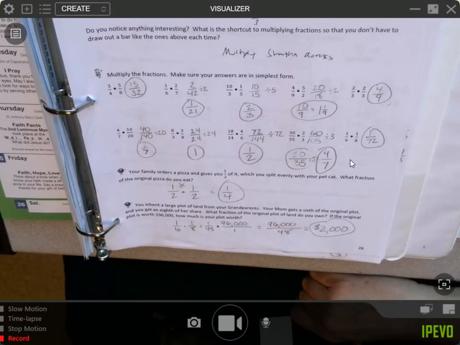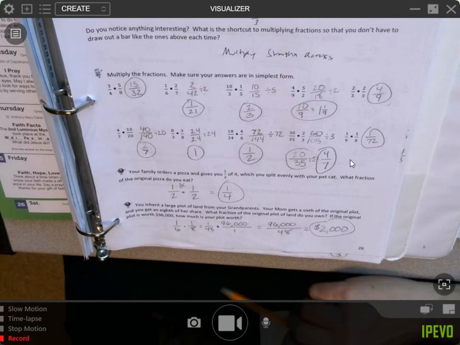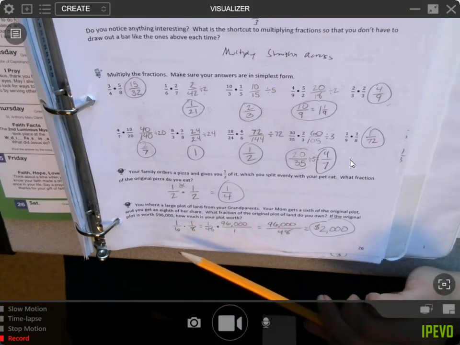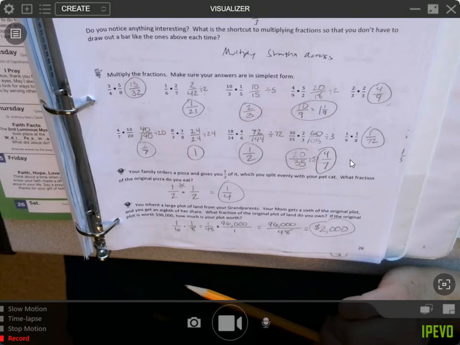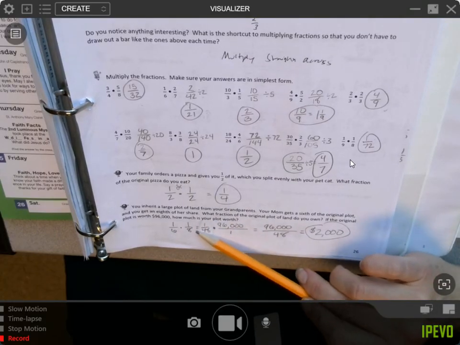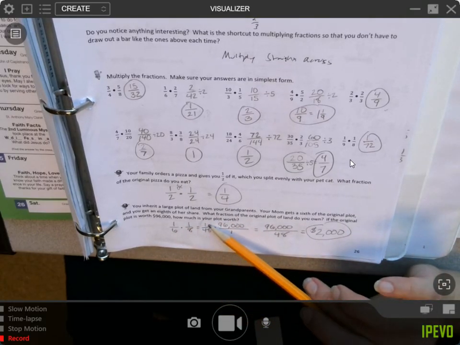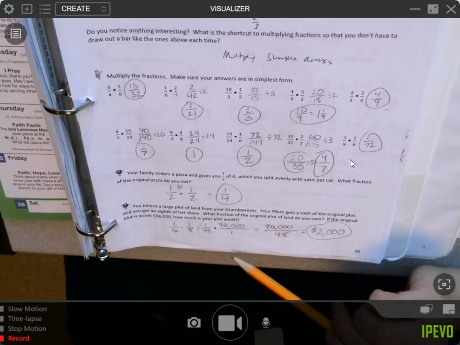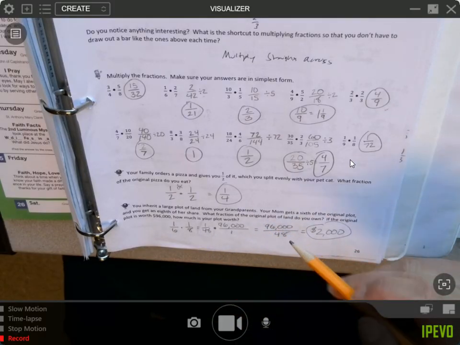Our second one, you inherit a large plot of land from your grandparents. Your mom gets 1/6 of the original plot and you get 1/8 of her share. What fraction of the original plot of land do you own? Well, you get 1/8 of 1/6. So 1/8 times 1/6, or 1/6 times 1/8. So you get 1/48. Because 1 times 1 is 1, 6 times 8 is 48. So what fraction of the original plot do you own?